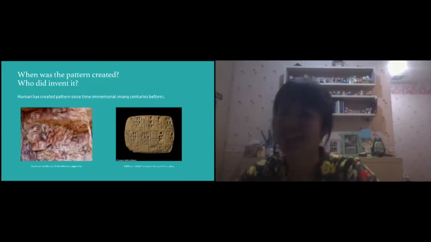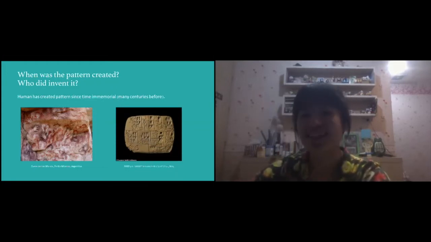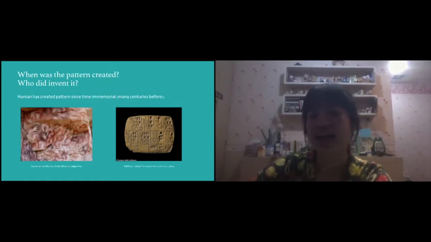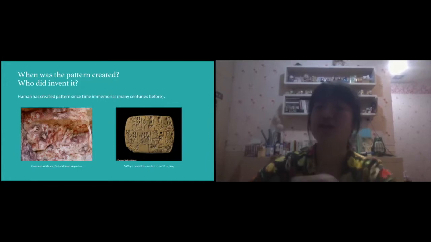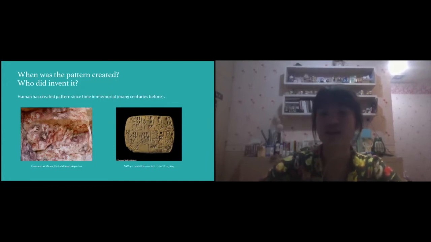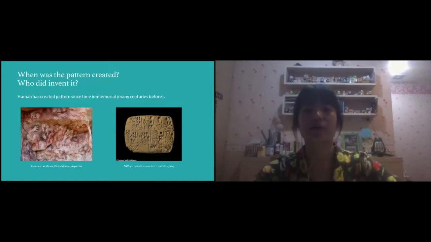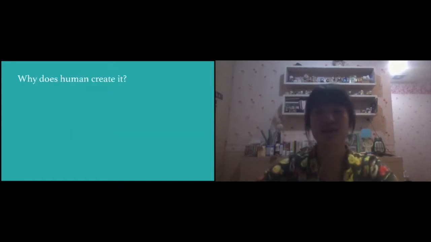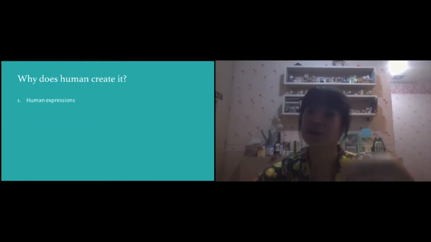This is another example, a 500-year-old tablet from an ancient city, and this pattern symbolized writing in that era. They wanted to tell about some things and recorded it onto a tablet. So why do humans create it? It's for human expression.